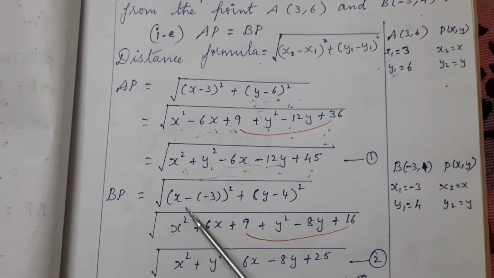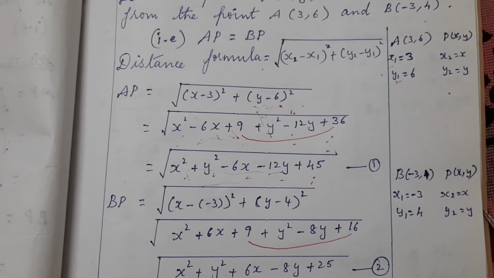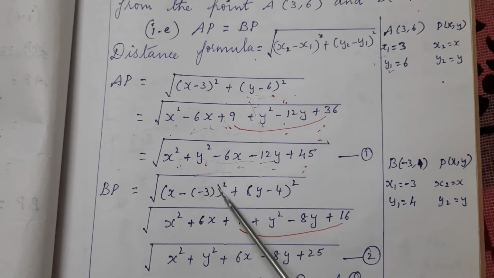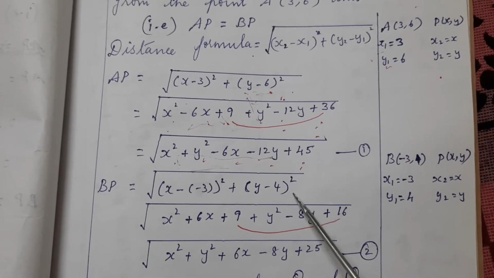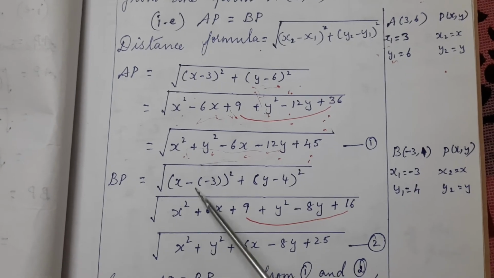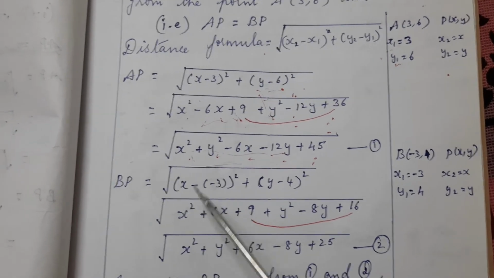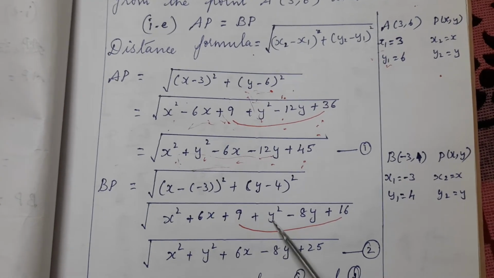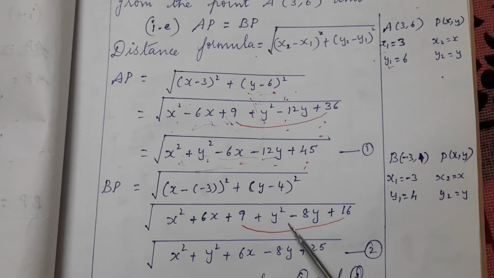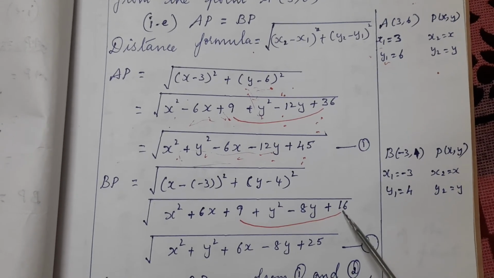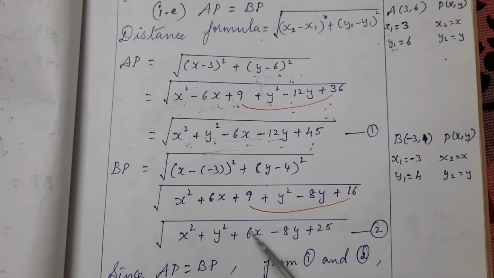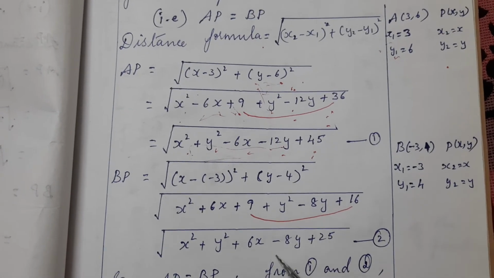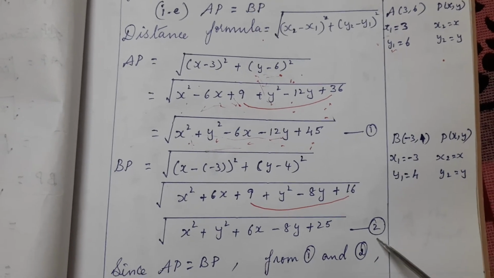Next is BP. BP again I am taking B as x1 y1 and P as x2 y2. So substituting the distance formula, x minus of minus 3 the whole square plus y minus 4 the whole square. So when I expand it, minus of minus becomes plus. So this is a plus b the whole square form, a square plus 2ab plus b square, plus this is a minus b the whole square form, a square minus 2ab plus b square. So we get root of x square plus y square plus 6x, 9 plus 16 is 25. Sorry, minus 8y plus 25. Let us take this as second equation.